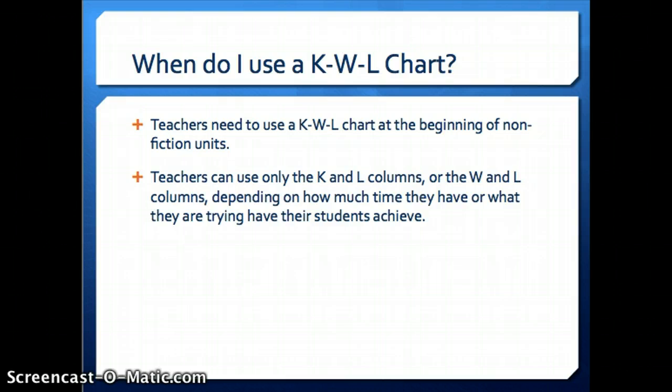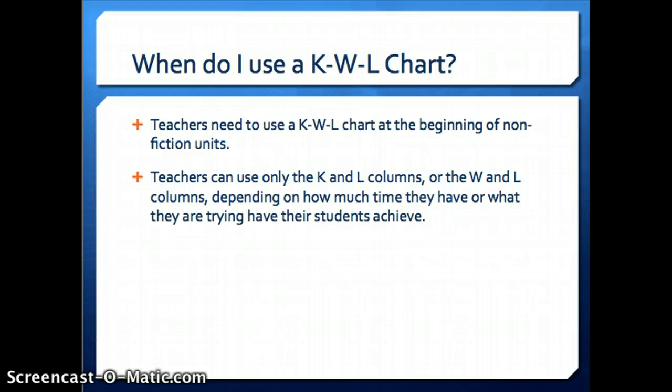Also, teachers can use only the K and the L columns or the W and the L columns, depending on how much time they have or what they are trying to have their students achieve. So one example that it said in the book was, if you are in a hurry and you don't have that much time, then you can just skip the W part and have the students write what they know and then what they've learned.